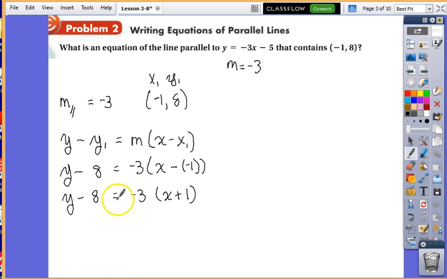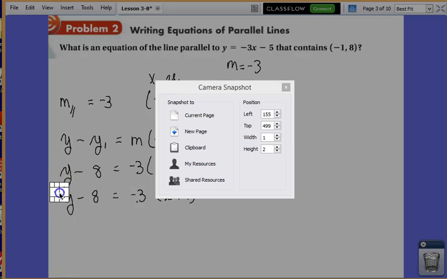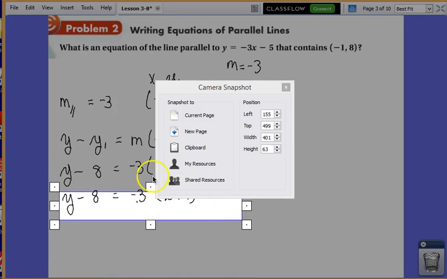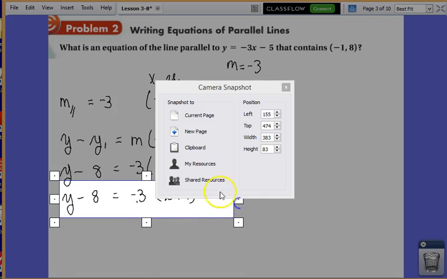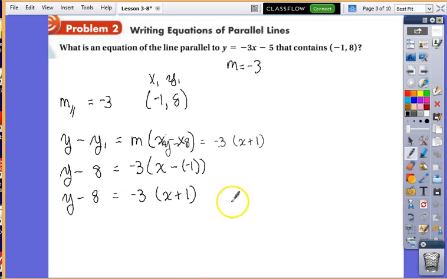If I give you directions that tell you that you need to solve this equation in slope intercept form, we're going to have to do a little bit of modifying here. So let's just real quick take a look at how I would change this point slope form to slope intercept form.